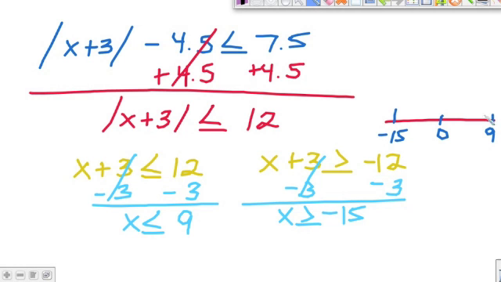Okay, let's do the first one. We have equal to 9 or less, going in that direction. This one here is negative 15 or more, which means these two have a range in the middle. All right, let's try another one.